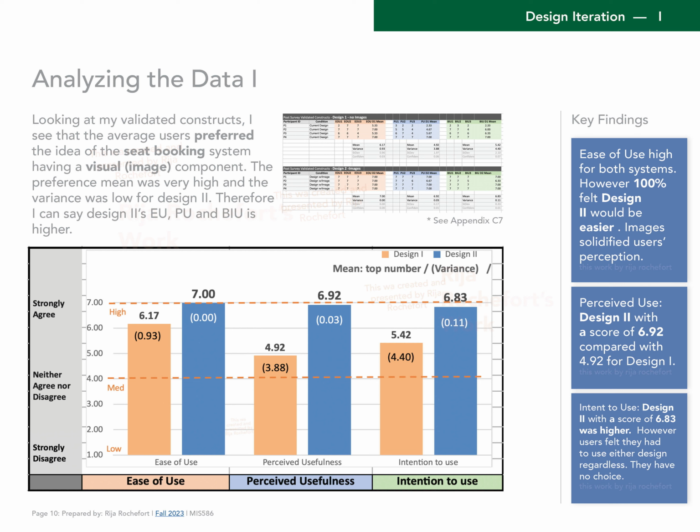So we found that ease of use was high for both systems. However, 100% of the users felt Design 2 would be easier. They felt that the images solidified the user's perception. For the perceived use, Design 2 had a score of 6.92, higher compared with 4.92 for Design 1.